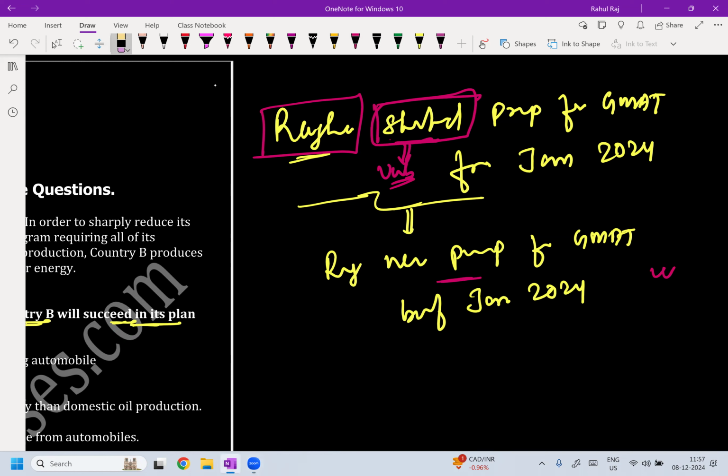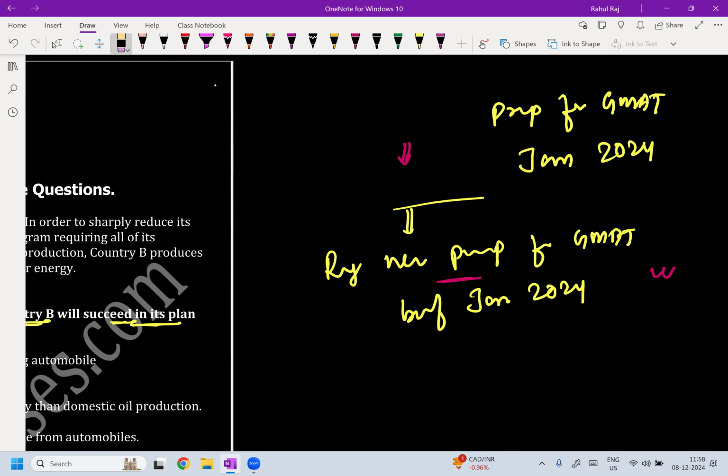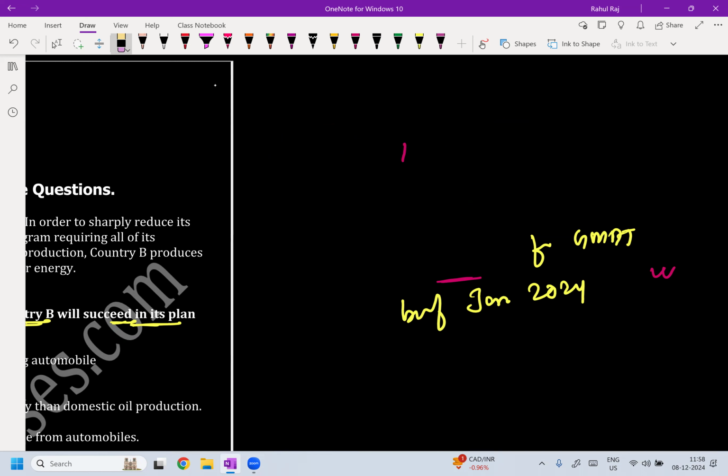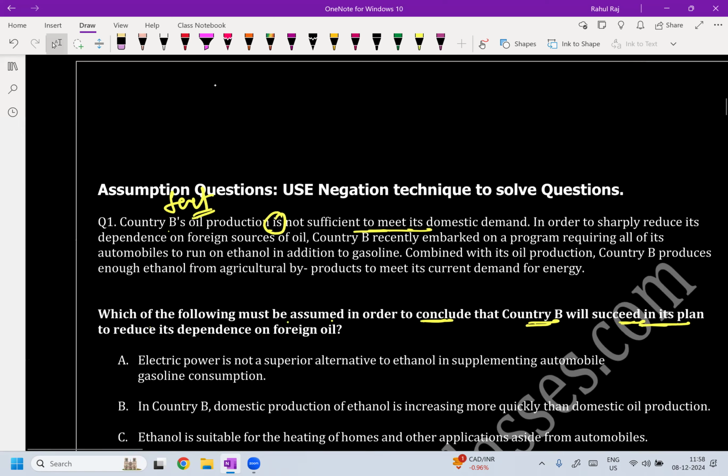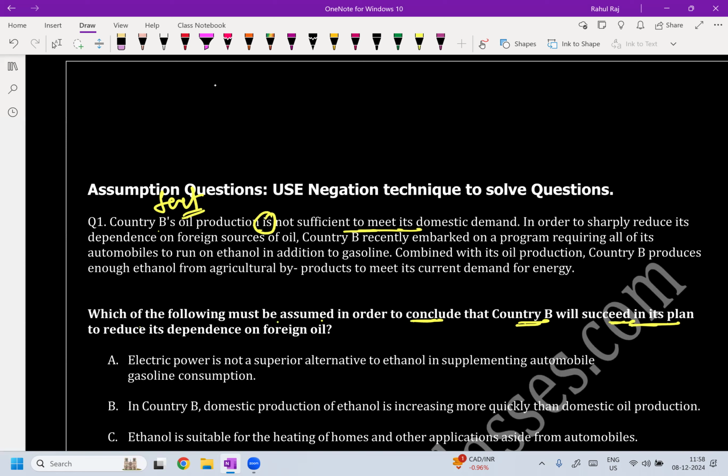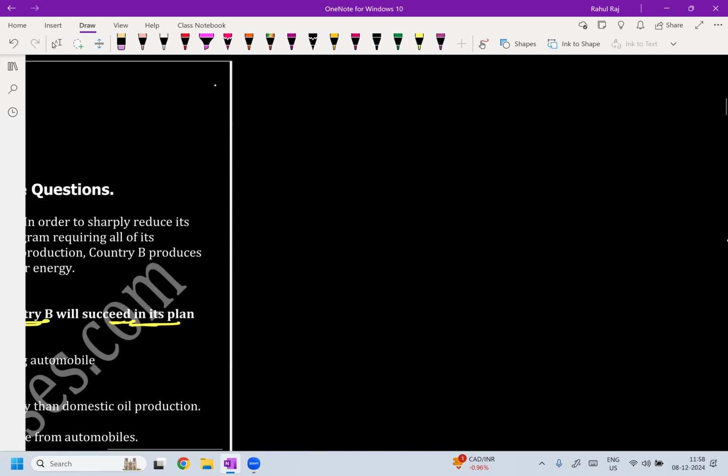So I just wanted to tell you the difference between inference and assumption. Don't confuse these things. When you use the word inference or the word assumption, there should be a proper backup to it, of what exactly you are trying to do. So when I read the first line of the argument, country B's oil production is not sufficient to meet its current demand. Can I say that country B needs to import the oil? For sure.